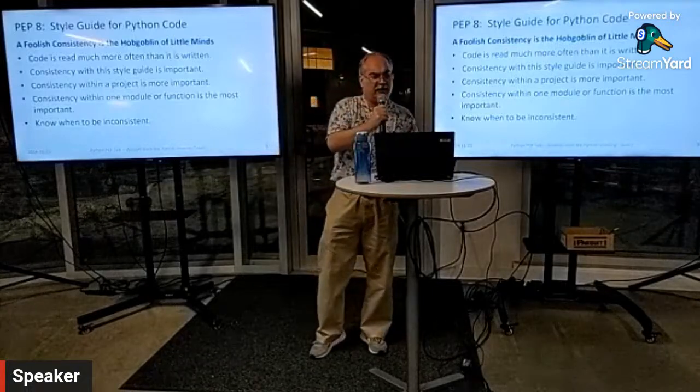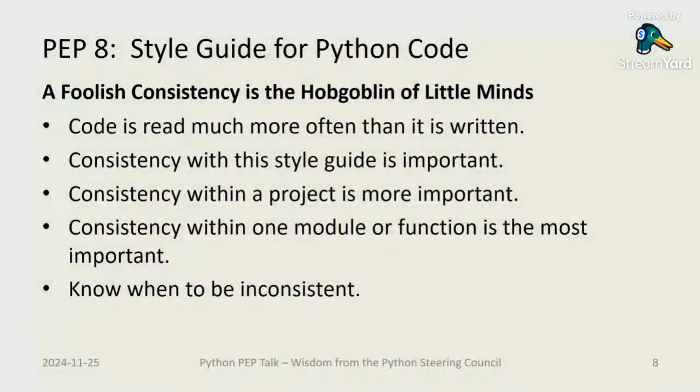And the next line here, code is read much more often than it is written. That could very easily be the 20th of the 20 aphorisms from PEP 20. Also worth noting is that consistency with a style guide is important. Consistency within a project is more important. And consistency within one module or function is the most important. Why?